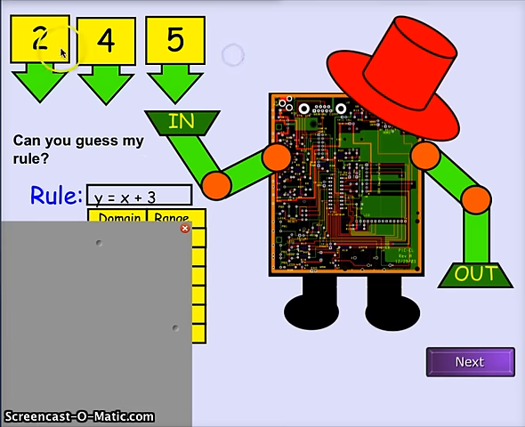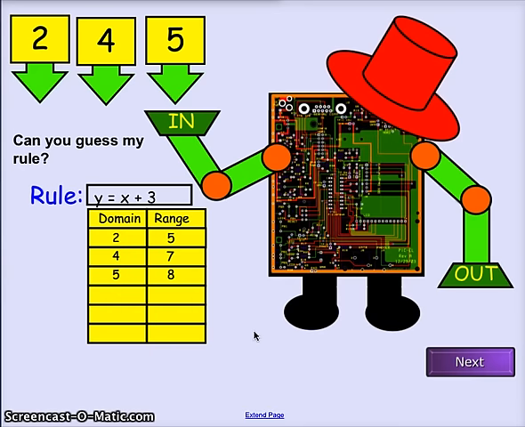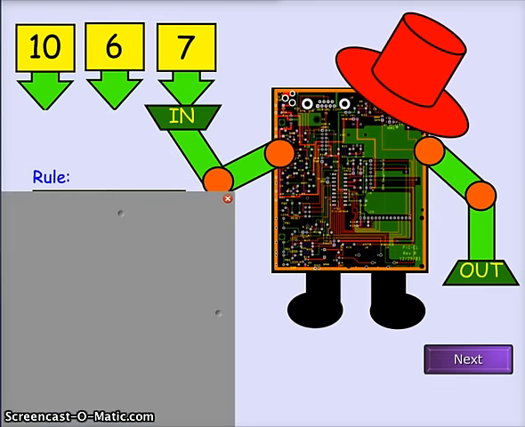So if these are my x values or my domain values, when I add 3 to them, that's what I get for y, or the range. So in goes a 2, out comes a 5, in goes a 4, out comes a 7, in goes a 5, out comes an 8, and I could also say in goes a 10 and out comes a 13, for example. Let's look at another one.